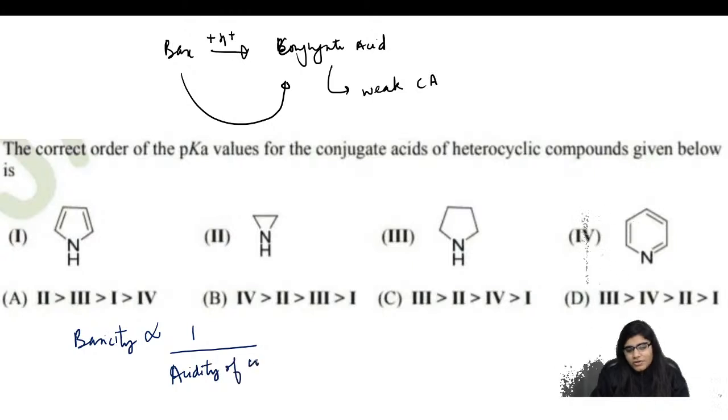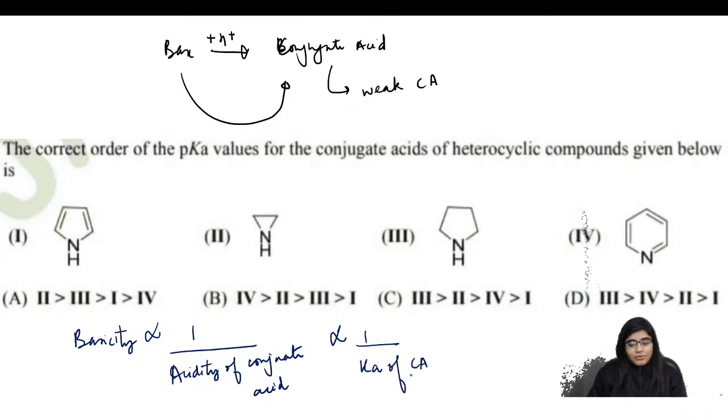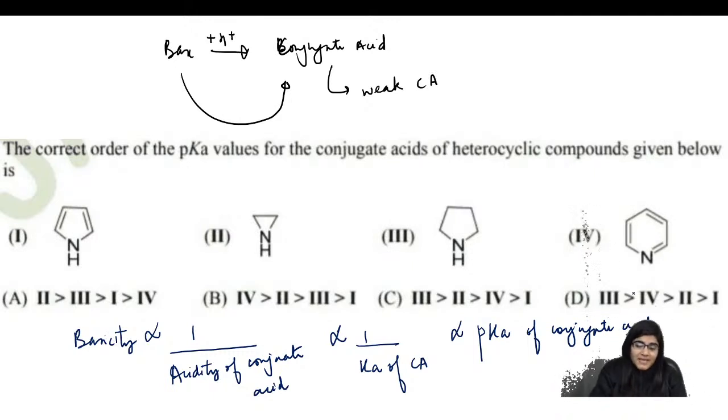Acidity of conjugate acid. I hope it's clear. Basicity is inversely proportional to Ka of conjugate acid. Since pKa and Ka have an inverse relation, I can say it's directly proportional to pKa of conjugate acid. So what can I say? That basicity is directly proportional to pKa of conjugate acid.